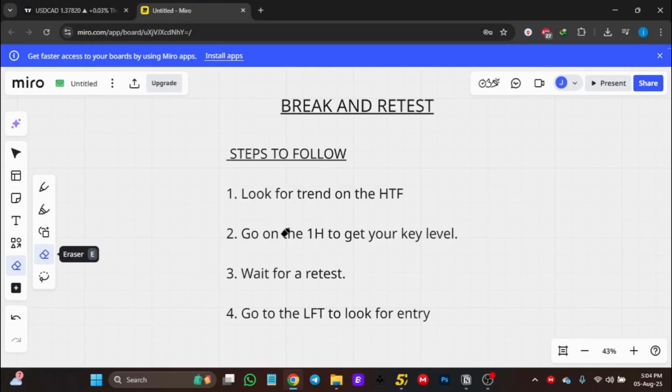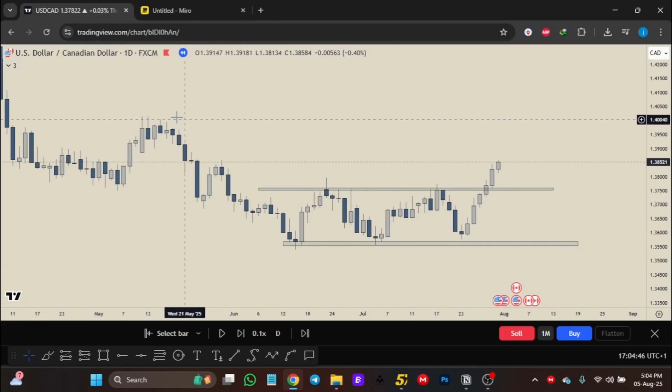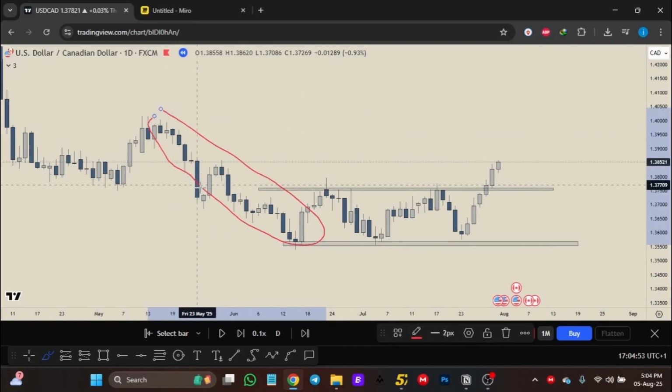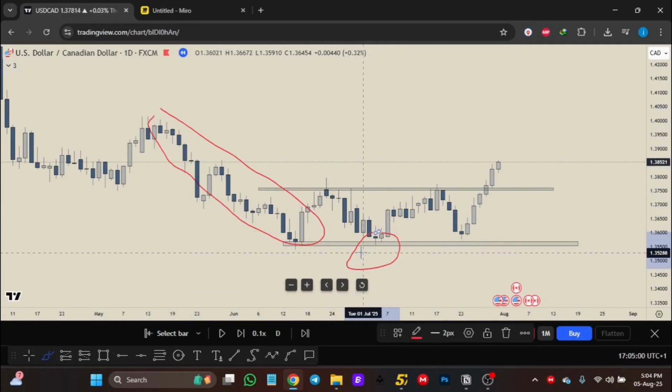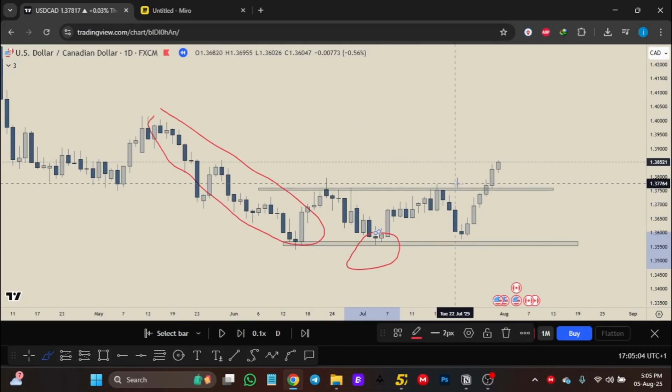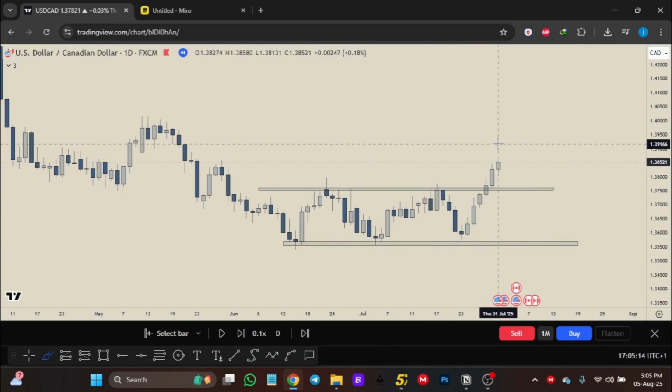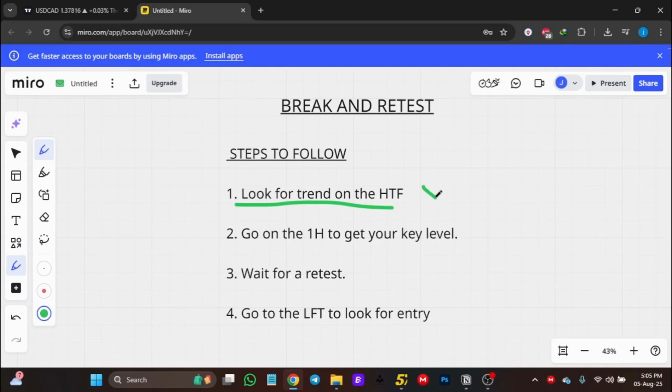So what's the first step again? The first step again is to determine the trend on the higher time frame. So I went to the daily time frame. As you can see, price was bearish here, creating a series of lower lows and lower highs, and then price failed to create the new lower low here. Then price created resistance here. Price broke it here, creating a higher low, right? So that means we are bullish. We're only buying, all right? So this one has been determined.